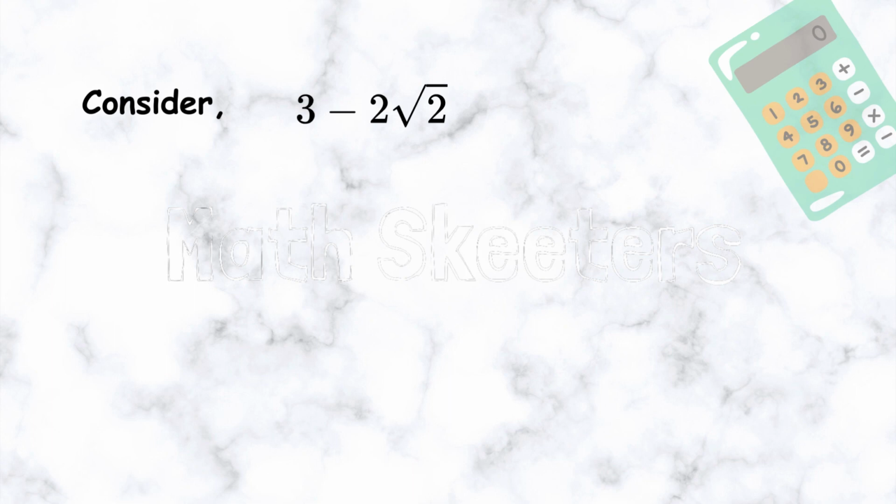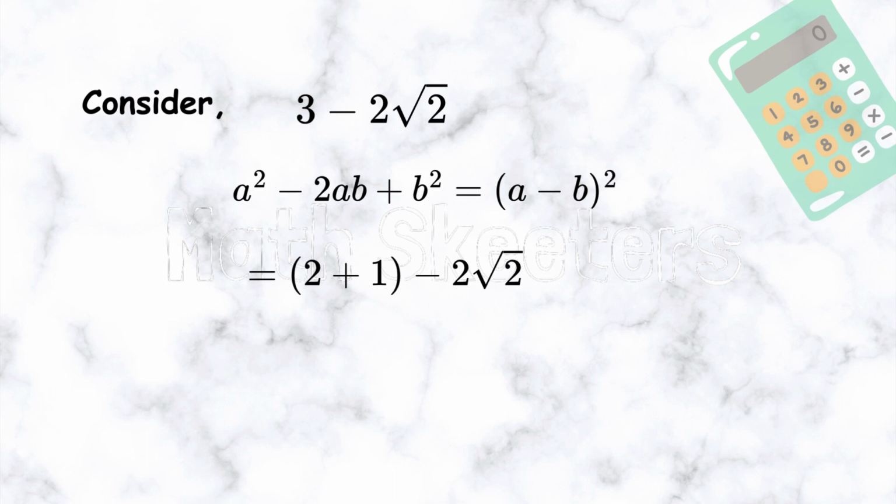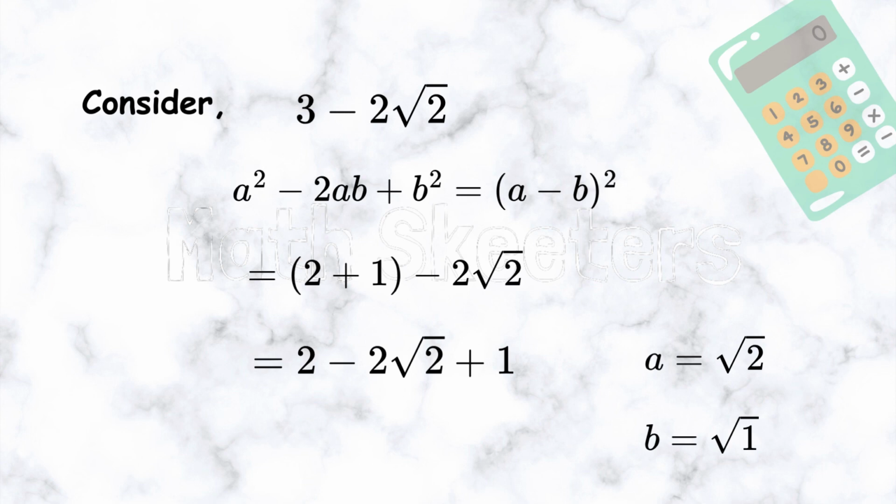Consider 3 minus 2 root 2. Here we are going to express it in the form of a squared minus 2ab plus b squared, which is equal to (a minus b) squared. 3 can also be written as 2 plus 1. So the expression will become 2 plus 1 minus 2 root 2. By rearranging the terms, we get 2 minus 2 root 2 plus 1. Here a becomes root 2 and b becomes root 1. It will become (root 2 minus root 1) whole squared.